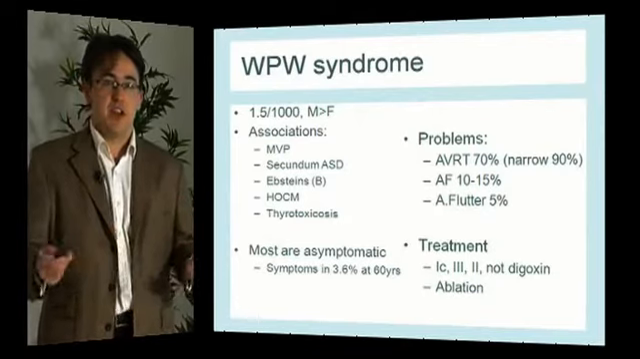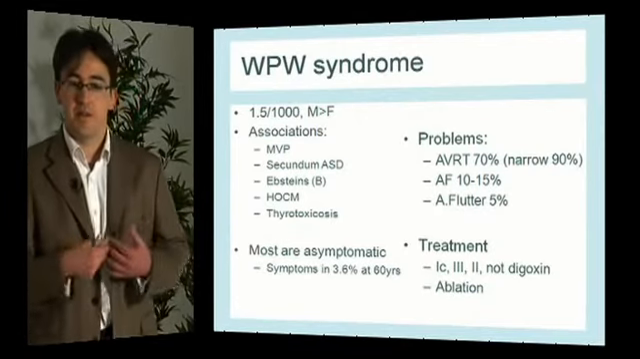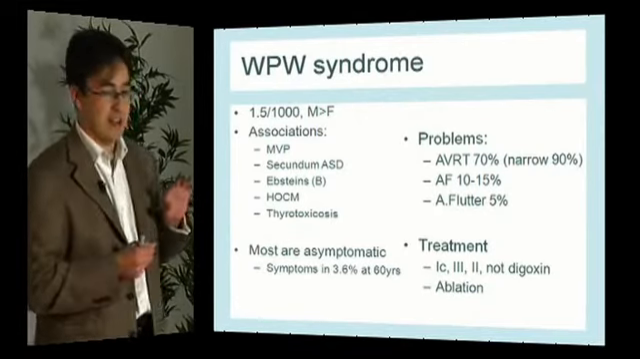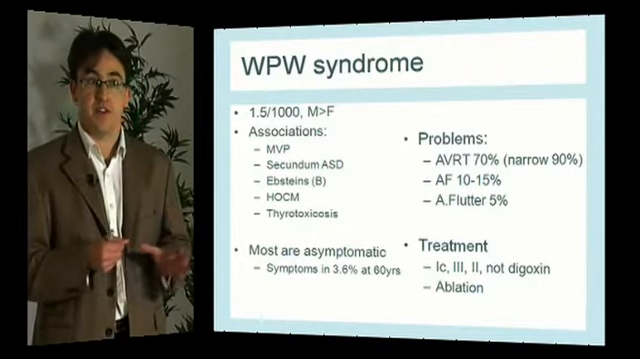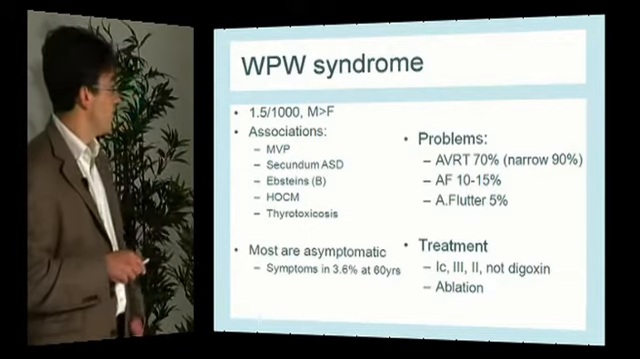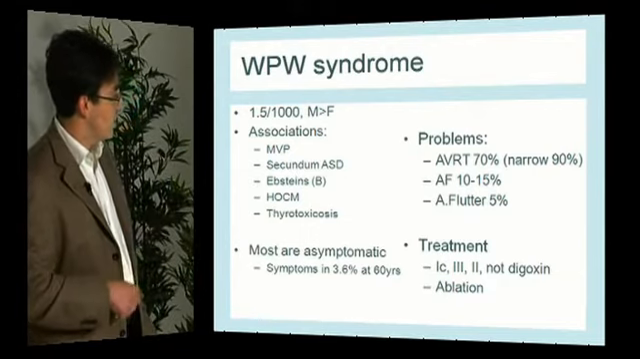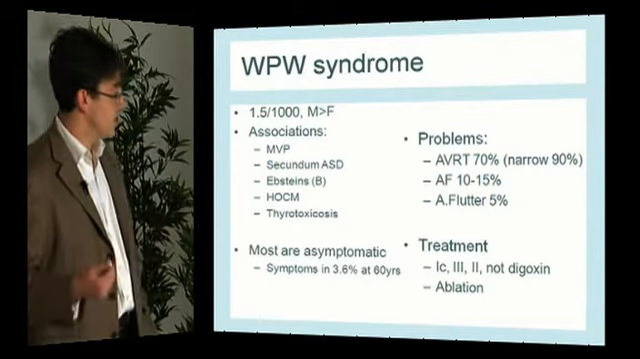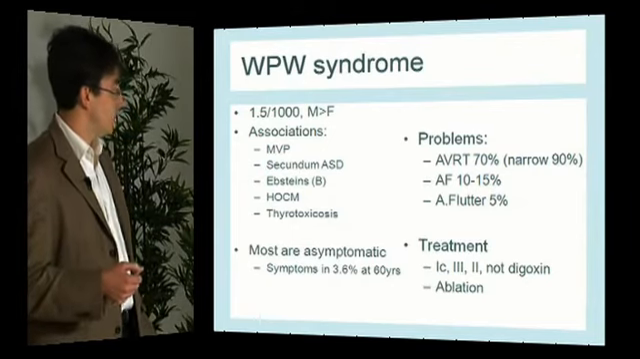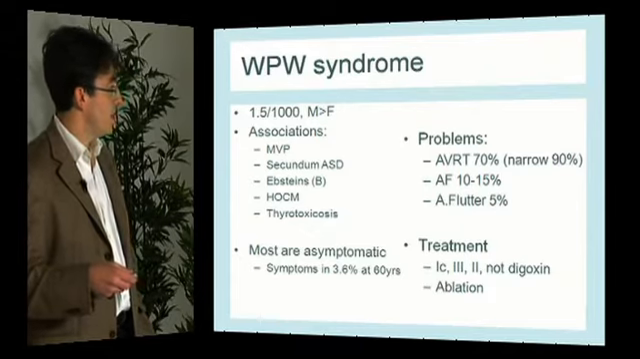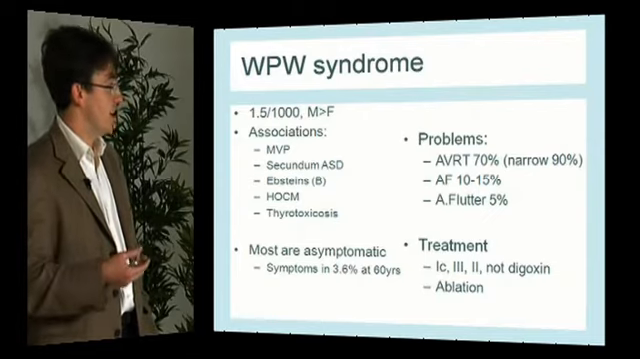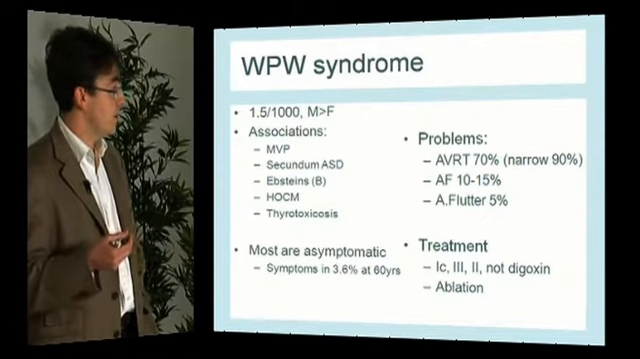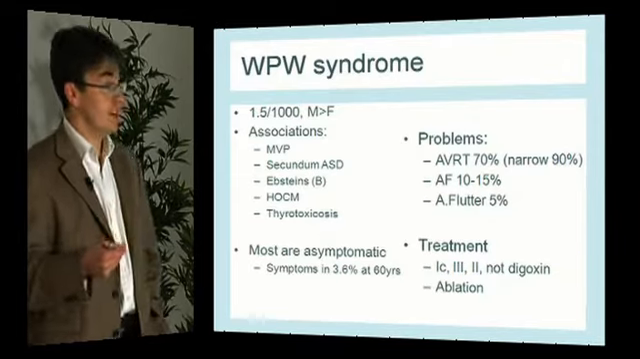this gets found for some other reason, when they come in for other investigations and are found to have an abnormal accessory pathway. What do you do about it? And usually the answer is nothing, providing they don't have symptoms. It's associated with mitral valve prolapse and congenital abnormalities such as secundum ASDs, Ebstein's anomaly, hypertrophic obstructive cardiomyopathy, and thyrotoxicosis. And as we discussed earlier, the real problems here are that you can have atrioventricular re-entry tachycardias, and you can go on to develop atrial fibrillation and atrial flutter.